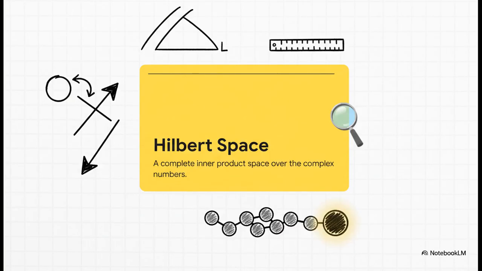So here's the formal definition, but don't worry, we're going to break it down. At its heart, a Hilbert space is a vector space, but it's built with complex numbers. That means we can add vectors and scale them up or down. But it's got two extra special ingredients. First, an inner product, which is how we get ideas like length and angles. And second, this really important property called completeness.